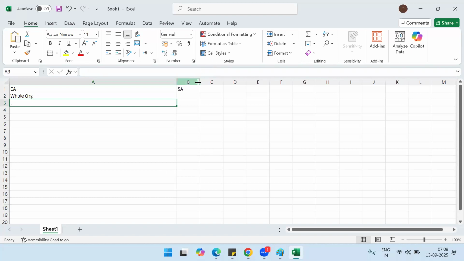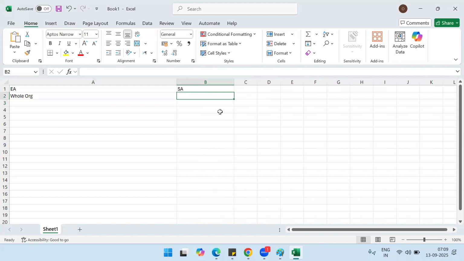Specific project or solution, or product solution. Product means Azure, AWS, or if you are supporting some other application. So that is the product solution.